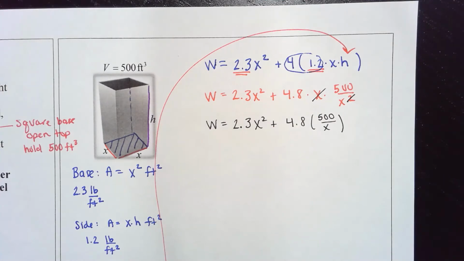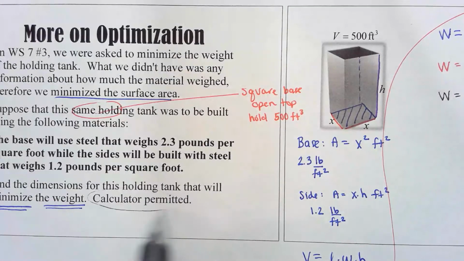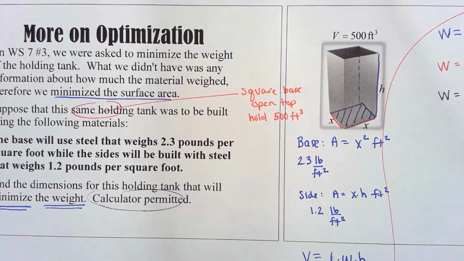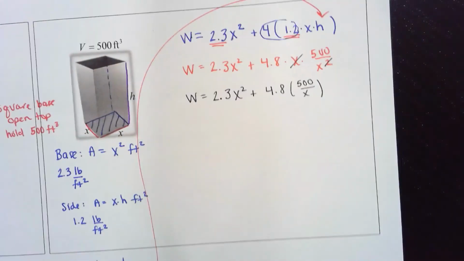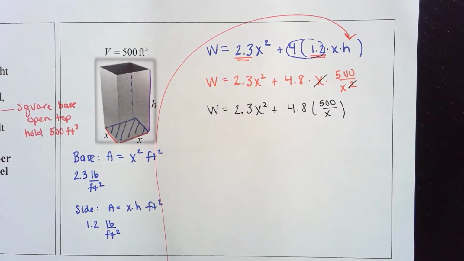What we would like to do is to find the minimum. Now, key phrase, we're allowed to use a calculator, which you don't really need one, but it will be helpful. So here's the deal. If we have a calculator, we really should not be doing much calculus by hand.